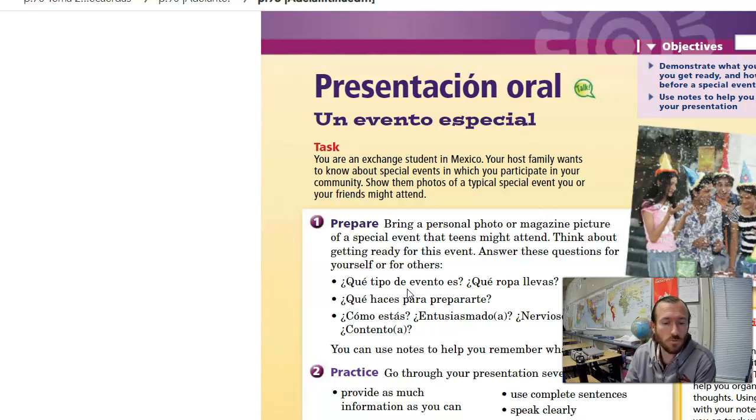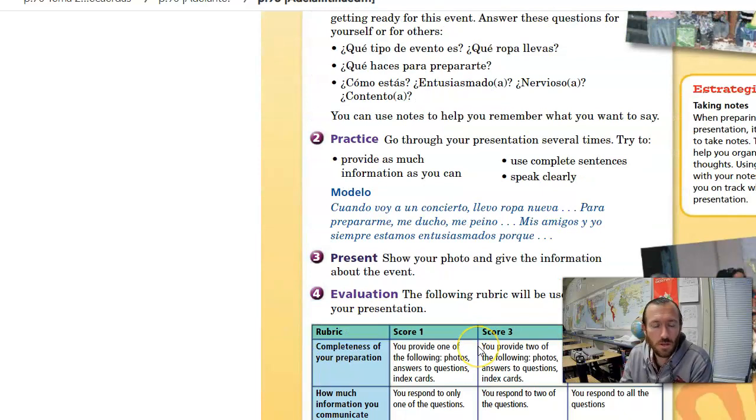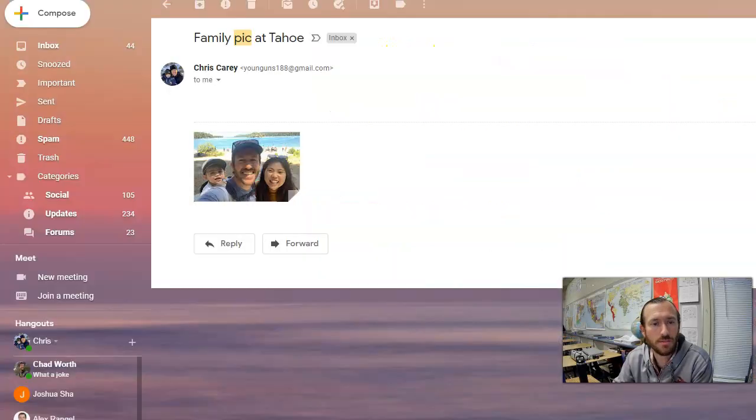You're going to use your notes as much as you need to help you out. It's out of 15 points. You can see how you'll be scored there based on the rubric. But again, really, really concise. I'll show you right now how to go about it, providing an example for you to follow. So, first question, ¿qué tipo de evento es?